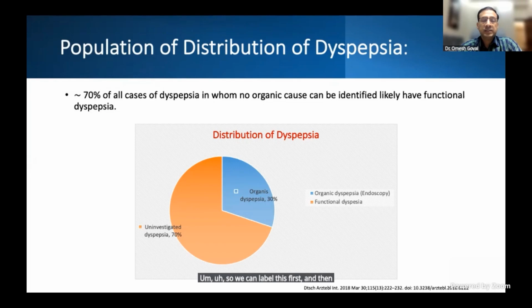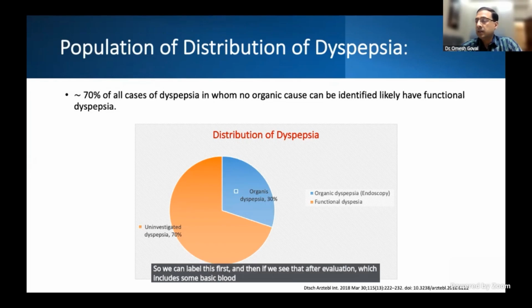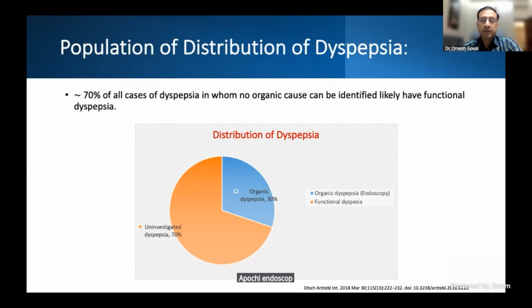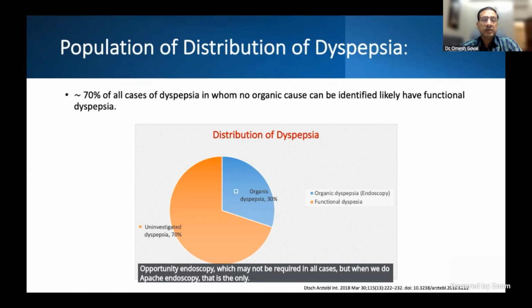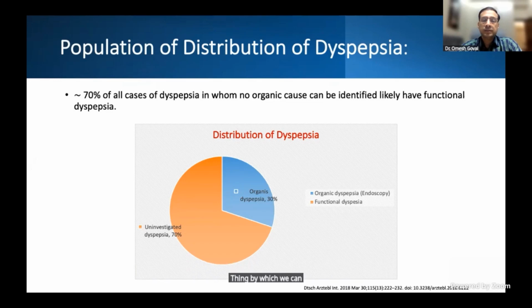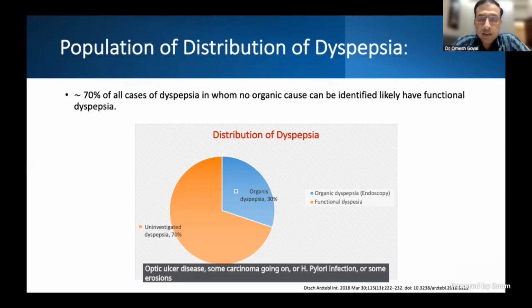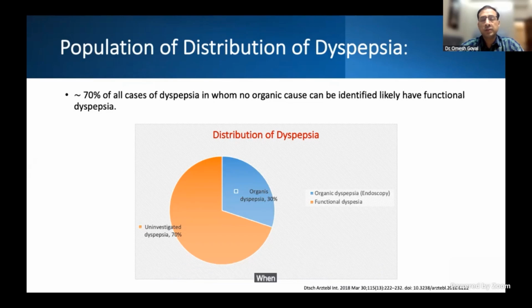And then we see after evaluation, which includes some basic blood tests and upper GI endoscopy, which may not be required in all cases, but when we do upper GI endoscopy, that is the only thing by which we can confirmatively rule out organic causes like peptic ulcer disease, some carcinoma going on, or H. pylori infection, or some erosions or ulcers, or gastric outlet obstruction. So all these things which can cause dyspeptic symptoms, when they are ruled out on upper GI endoscopy, then we label the patient as functional dyspepsia.